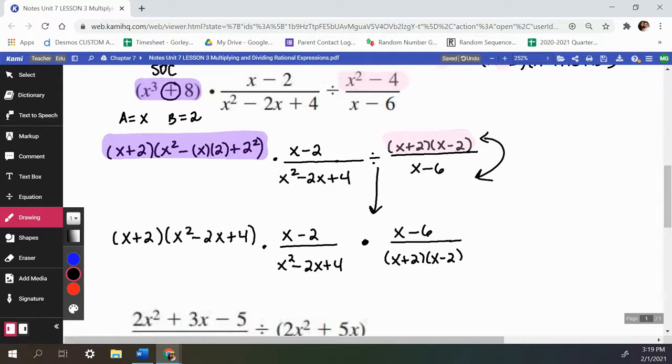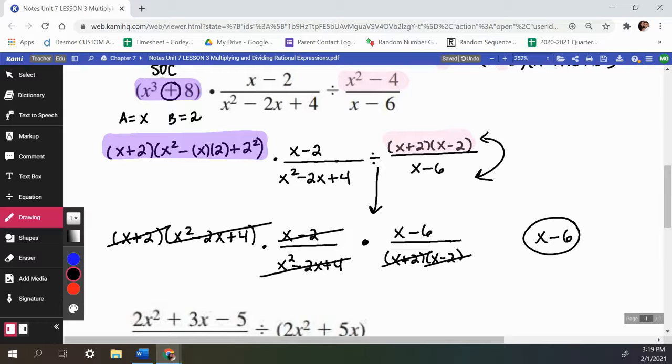So now I can cancel one factor from the numerator with one factor from the denominator. See what we've got. Look at this. x squared minus 2x plus 4 would cancel with the x squared minus 2x plus 4 factor. We've got this x plus 2 will cancel with this x plus 2. And this x minus 2 will cancel with this x minus 2. And so all I'm going to have left in the numerator is x minus 6.